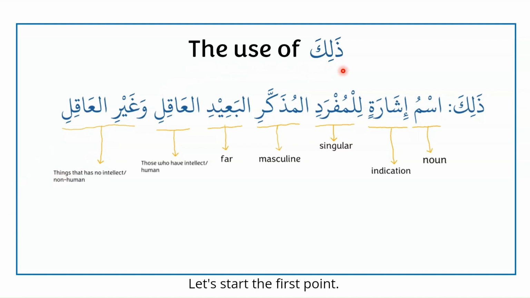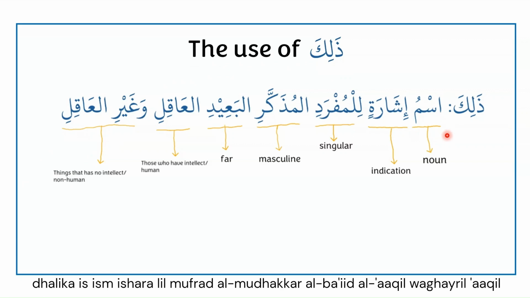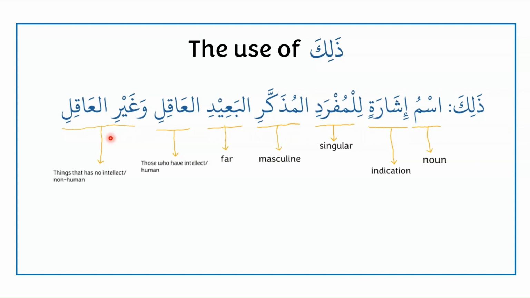Let's start the first point. Dhalika is ism isharah lil mufrad al mudhakkar al ba'id al aqil wa ghayr al aqil. You can pause the video to read a word-by-word translation of dhalika's definition.